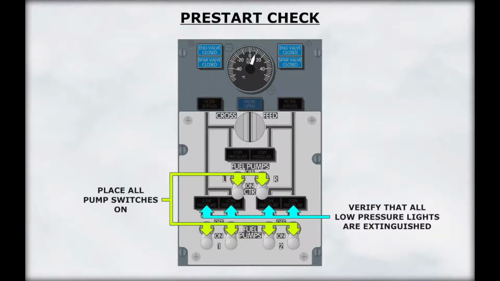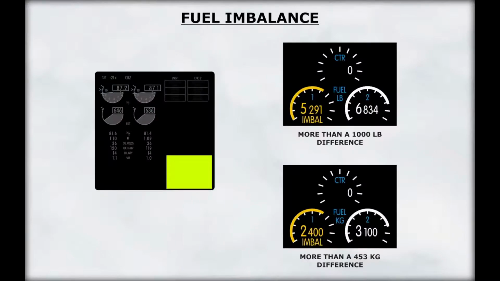Finally, place all fuel pump switches on and verify that the associated low pressure lights extinguish. This indicates that the pumps are operating normally. During all phases of flight, care must be taken to ensure that a fuel imbalance does not develop. A fuel imbalance occurs when there is a difference between the fuel quantity in each main tank. The maximum allowable fuel imbalance is 1,000 pounds.